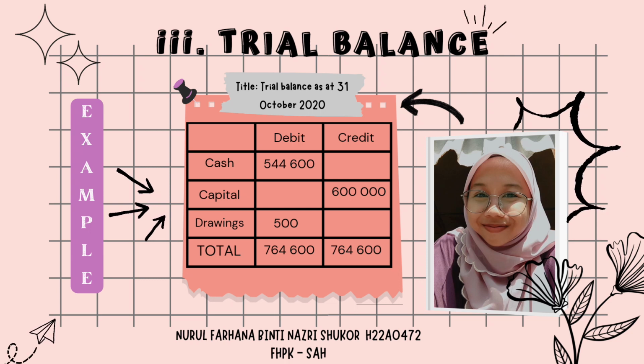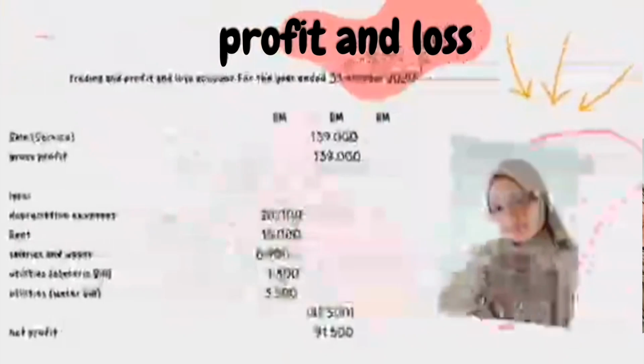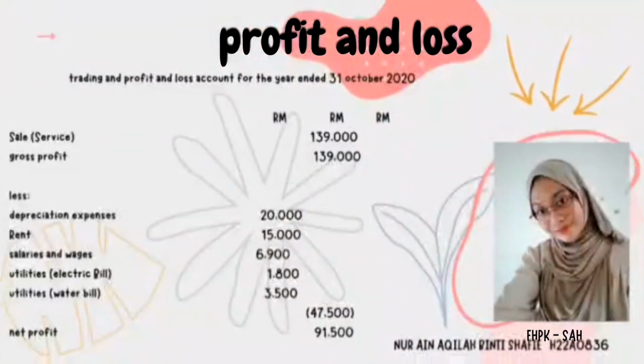For example, cash is in the debit category and is followed by the following. After completing the filling, the debits and credits should be totaled. The amount must be balanced for both debit and credit, as in the table, which is 764,600. Next is the trading and profit and loss account for the year end 2020.